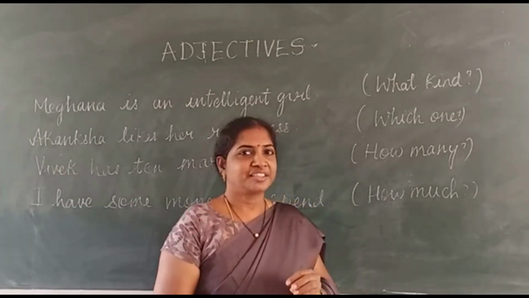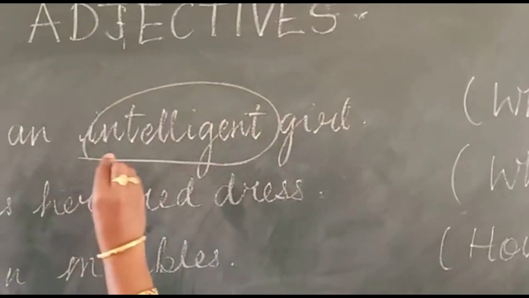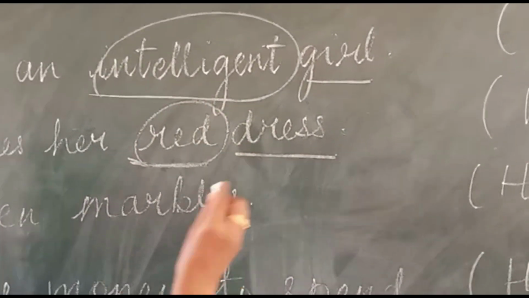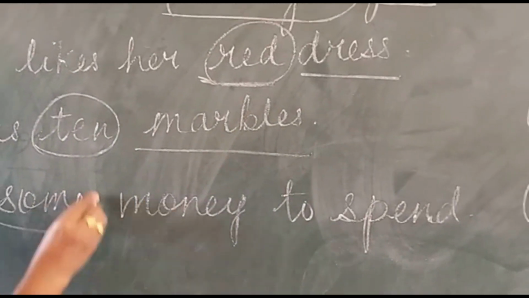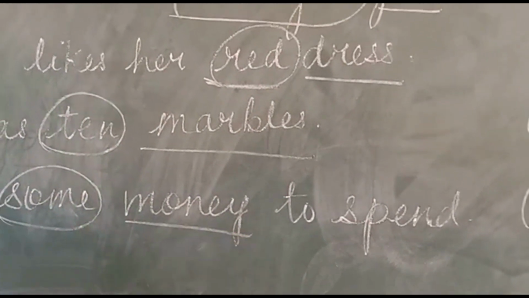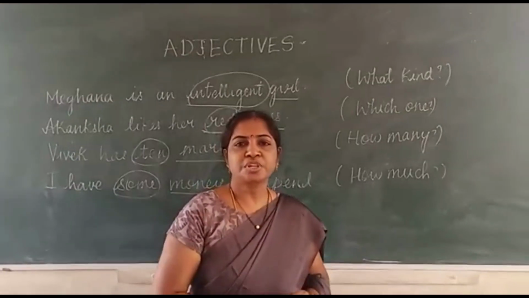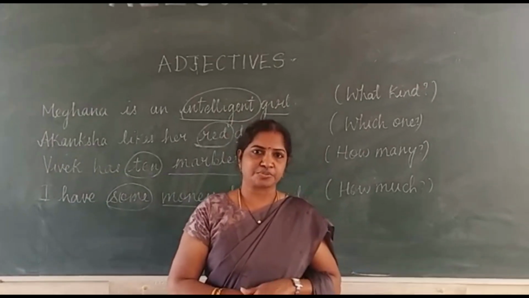Yes, these are the words, isn't it? Intelligent girl, red dress, 10 marbles, some money. So, the words used to describe a noun are called adjectives.